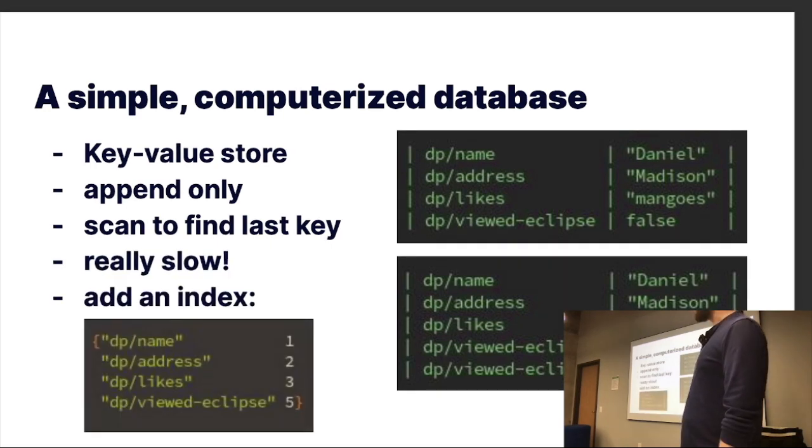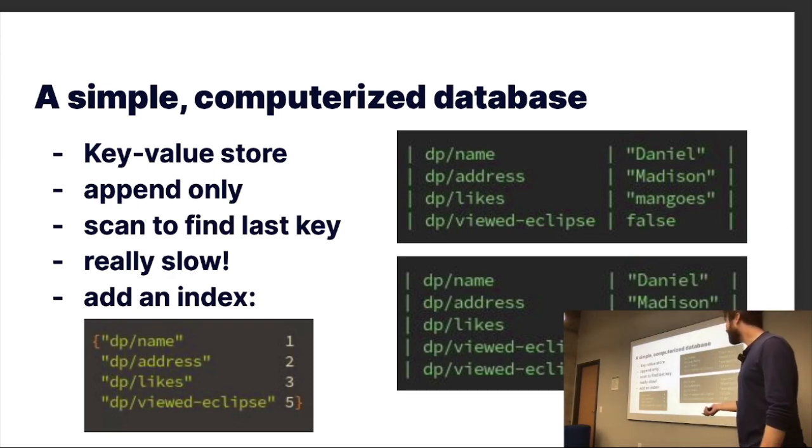So let's add an index where we just have a map of each key to the line of its last entry. Now it's roaring fast. I could jump to an offset and just read from there. That's really fast. You can do this with command line utilities, and this would work. I wouldn't do that, but you could.